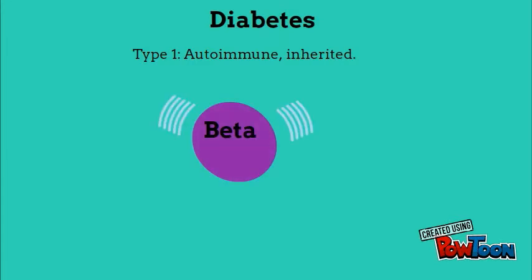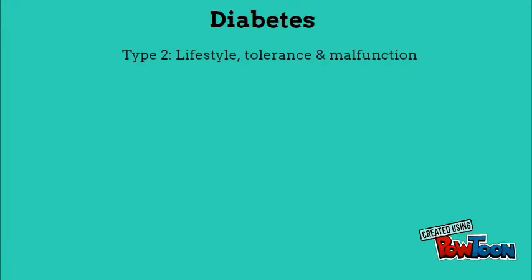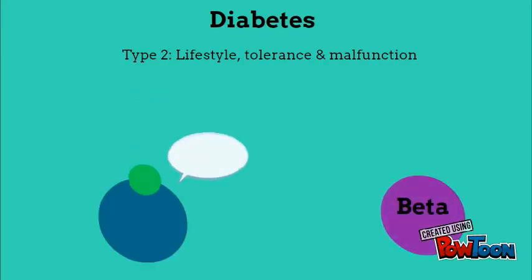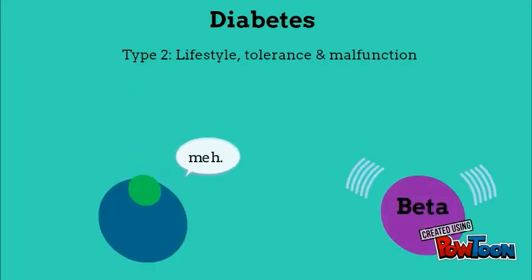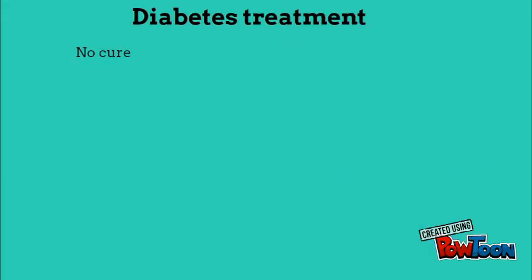Type 1 diabetes is an inherited autoimmune disorder caused by beta cells being destroyed by the body's own immune system. Type 2 diabetes is a lifestyle disease caused both by cell tolerance and lack of insulin. There is currently no cure for diabetes. However, each type can be managed.